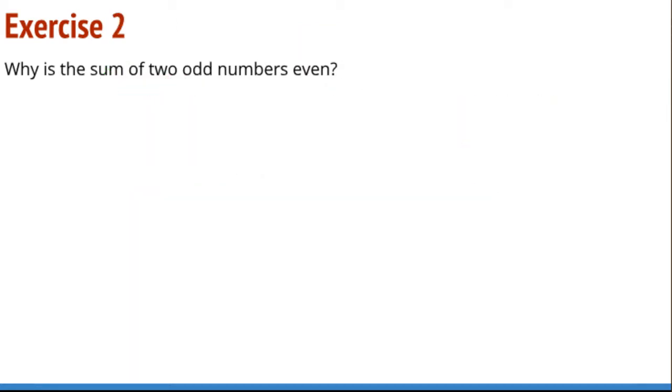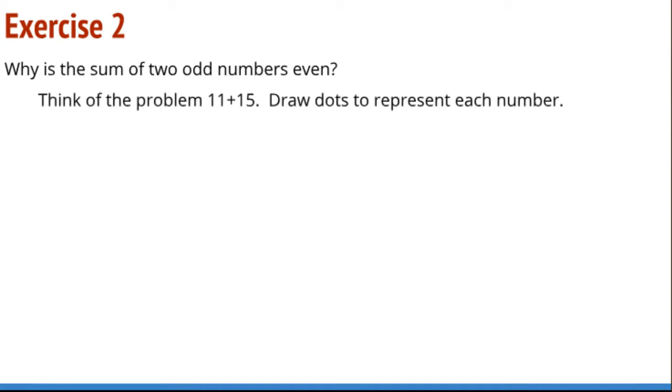Taking a look at exercise 2. Why is the sum of two odd numbers even? So numbers that aren't even are odd, which means we need to think about what that looks like. So we're going to look at 11 plus 15. 1, 2, 3, 4, 5, 6, 7, 8, 9, 10, 11. 1, 2, 3, 4, 5, 6, 7, 8, 9, 10, 11, 12, 13, 14, 15.